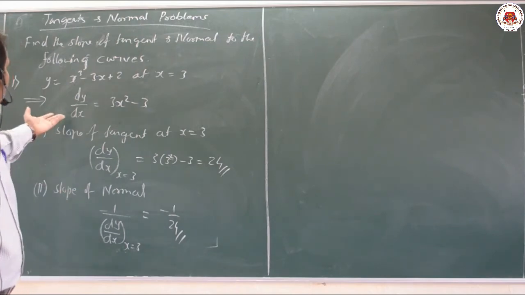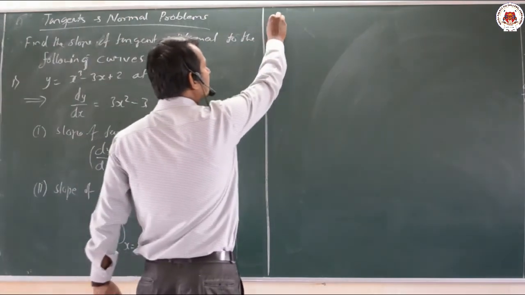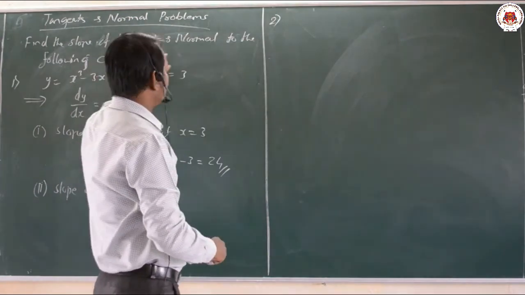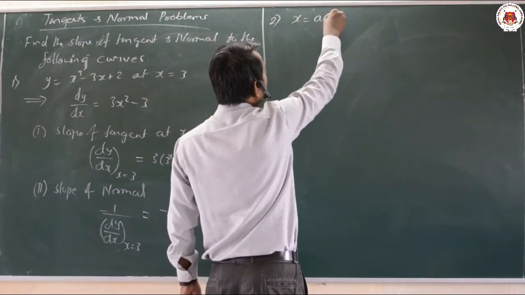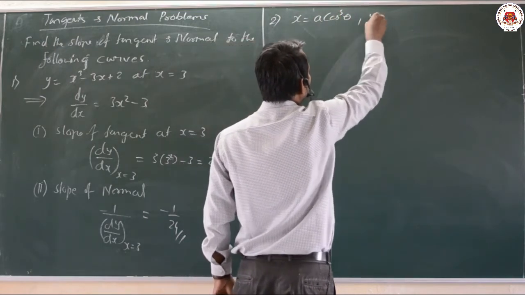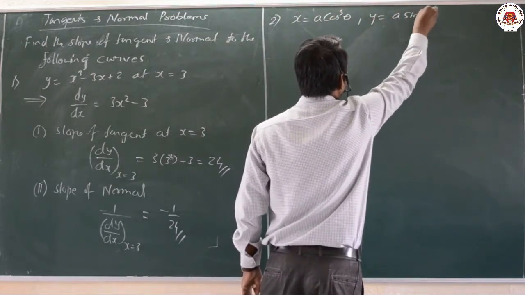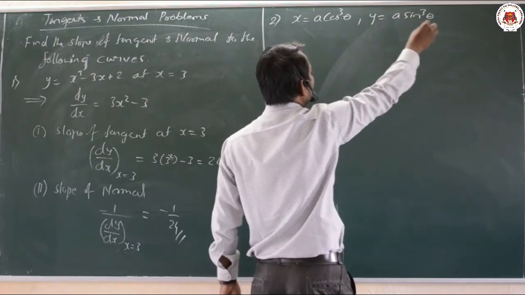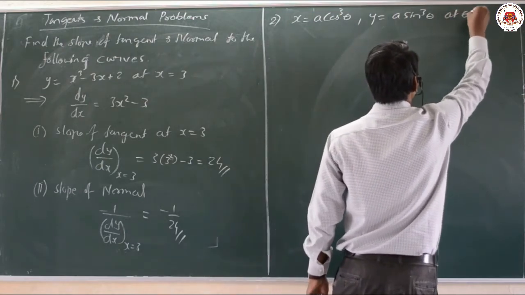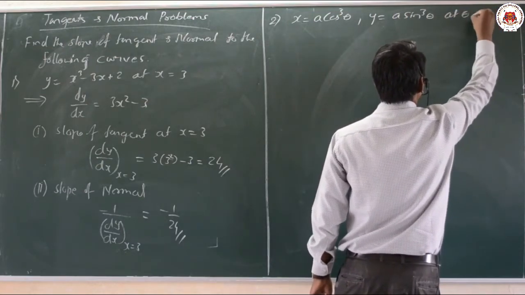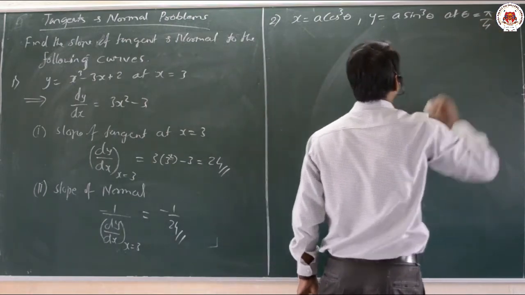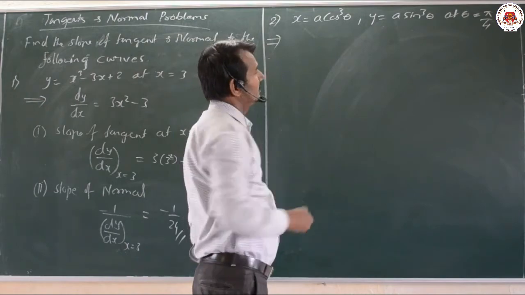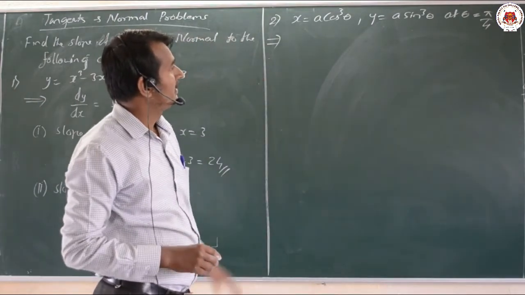Now let us move on to the second problem, that is finding the tangent and normal to the curve. The curve is x is equal to a cos cube theta, y is equal to a into sin cube theta, at theta is equal to pi by 4. Let us take pi by 4 here. Now how to solve it? It is a parametric function.